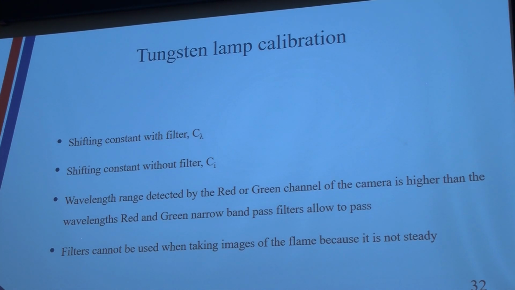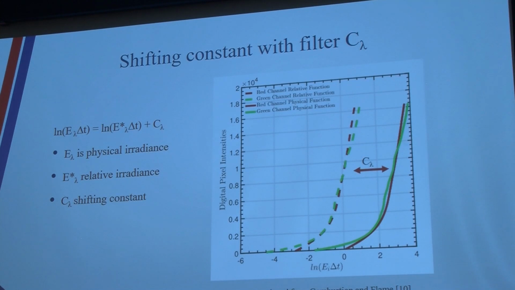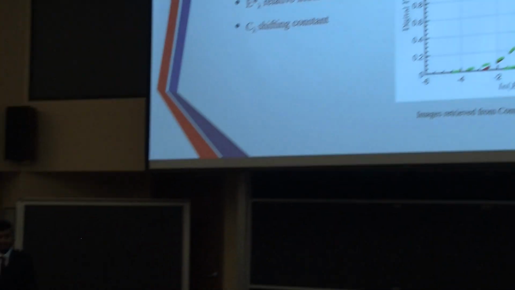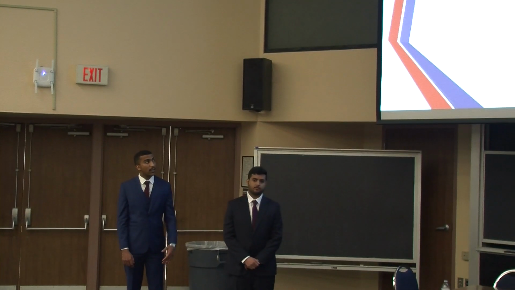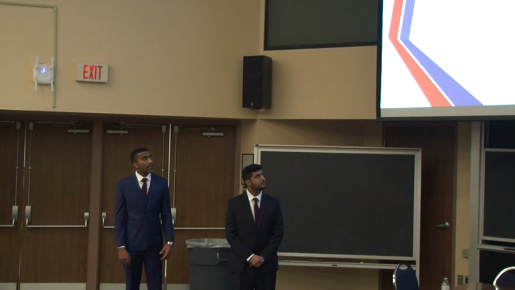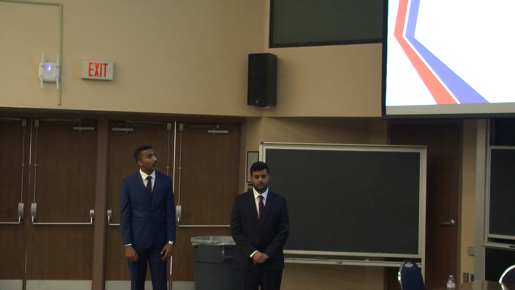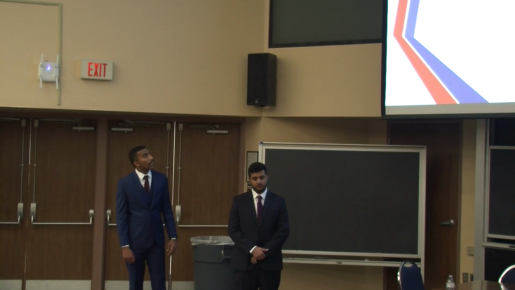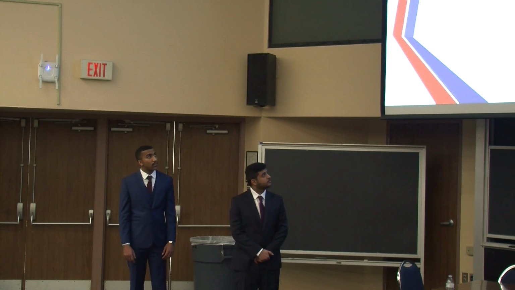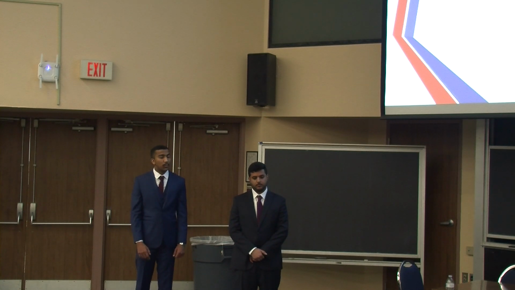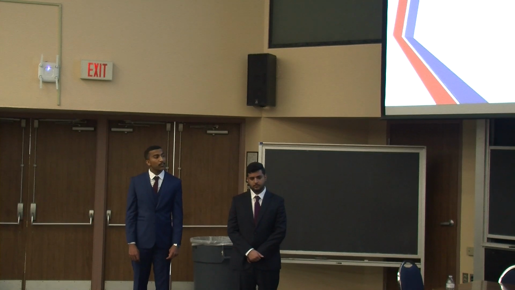In order to get C lambda, we will use the physical radiance obtained from the manufacturer for the tungsten lamp, and we multiply it by the exposure time to plot the solid line, which is the physical radiance. The dashed line is the relative radiance, which we can get from the MATLAB result. The distance between them is the shifting constant C lambda, and we can get that by using the equation. For the shifting constant without filter, we do the same thing, but without the filter.